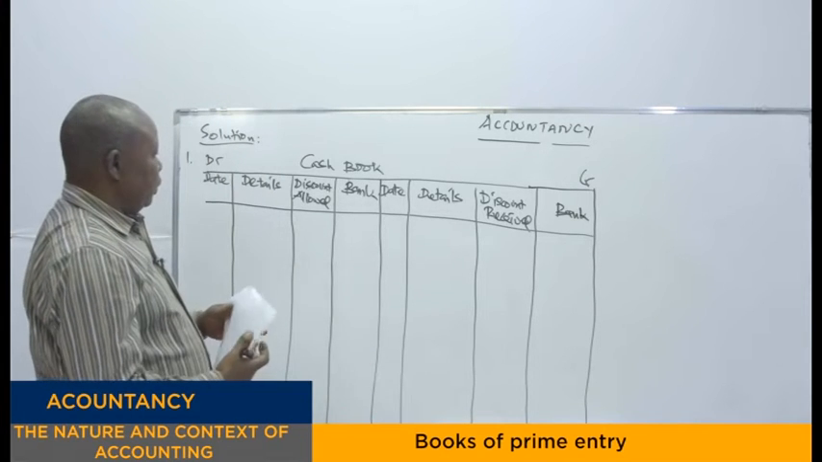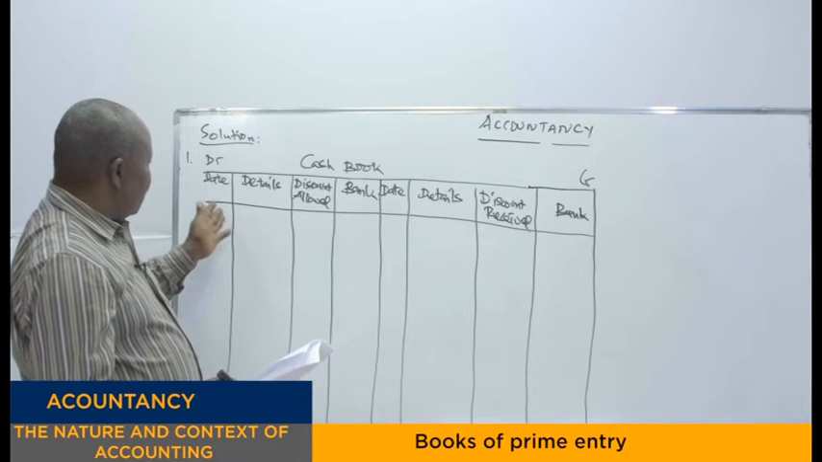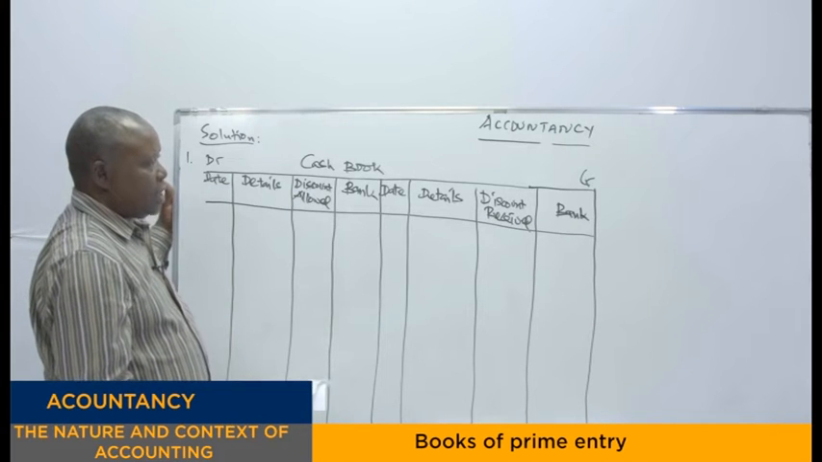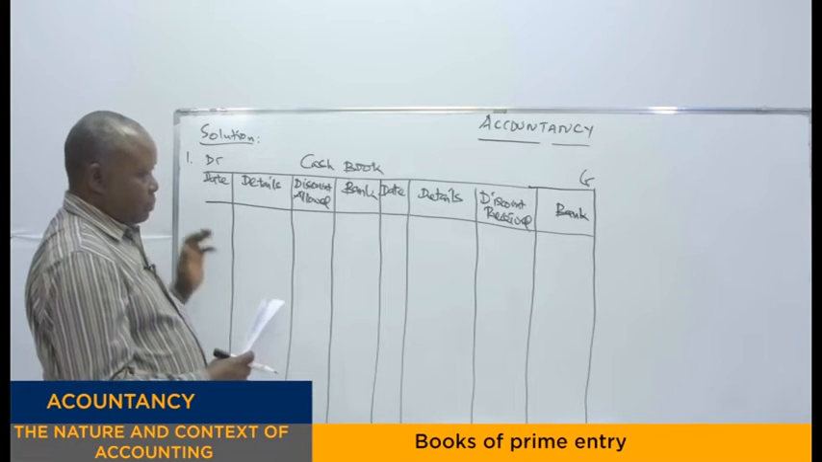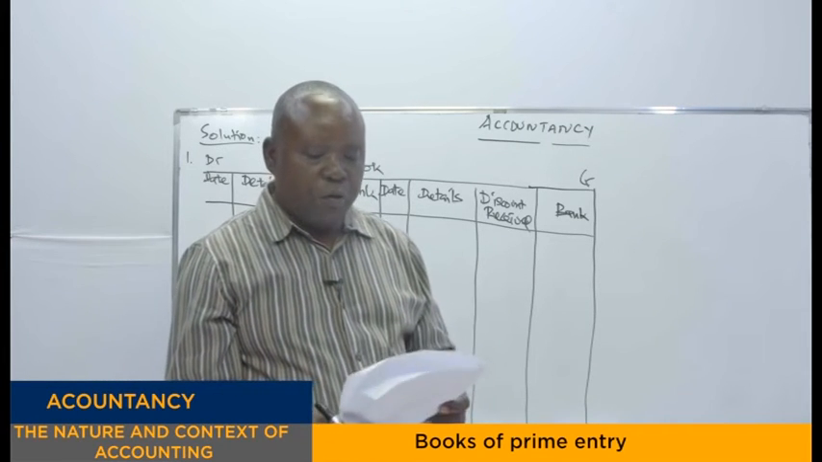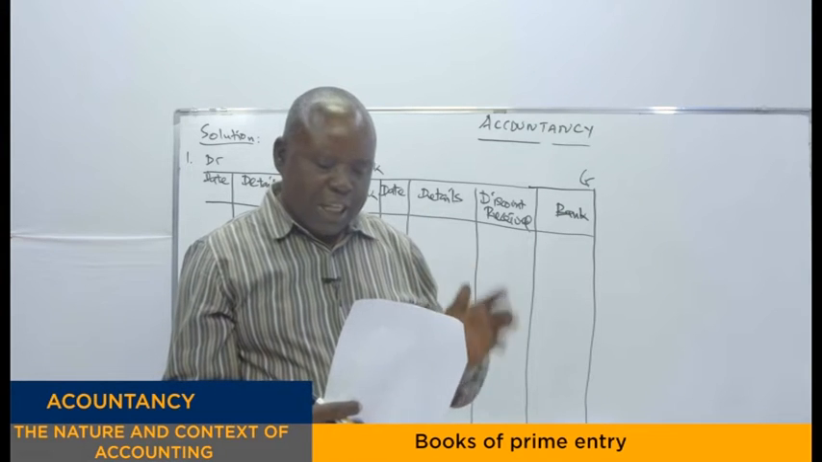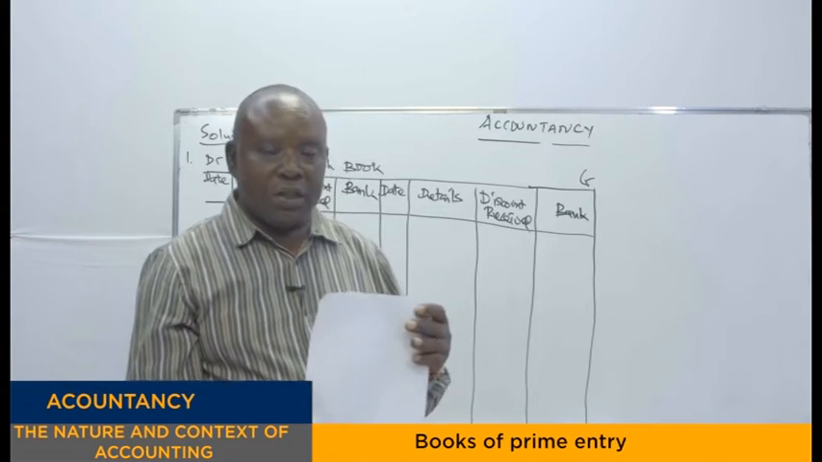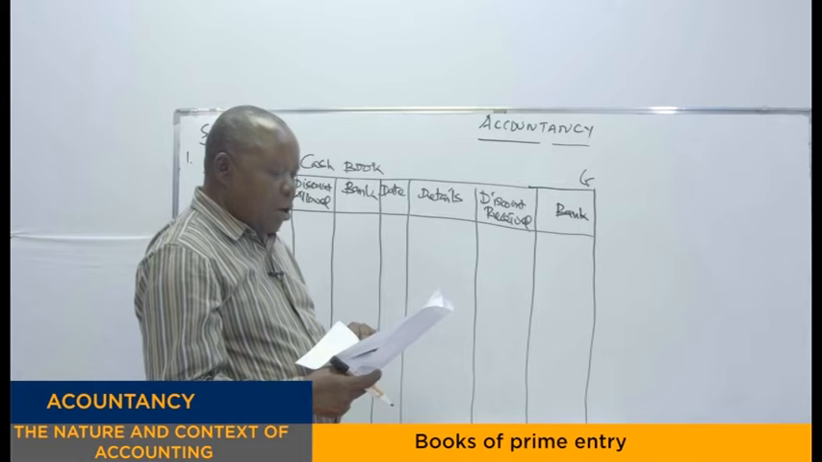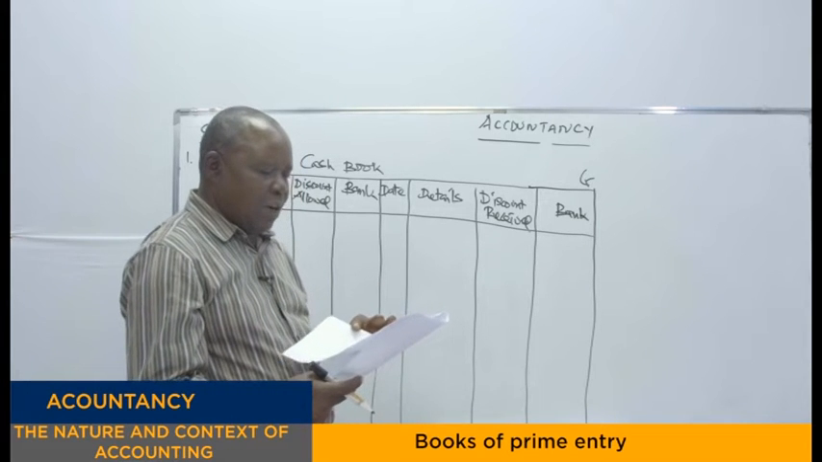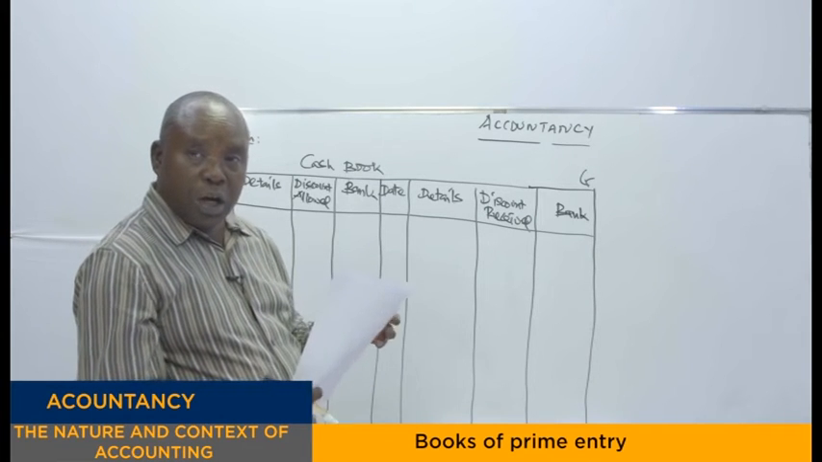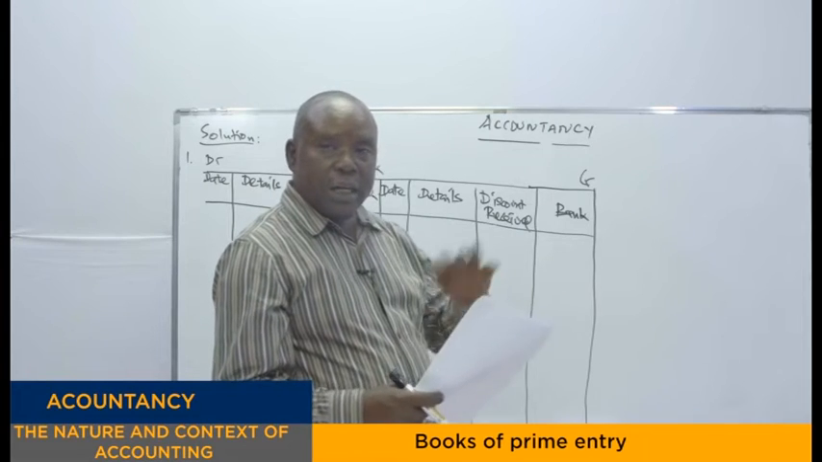So, of course, here now we have the details: discount allowed, bank, and also on the credit side we have the same columns. Now, as I said earlier, the cash book is used for cash and bank receipts and payments. On the 1st January, TBL commenced business with 500 cash into bank. That is the capital, so we are going to debit bank and credit capital.